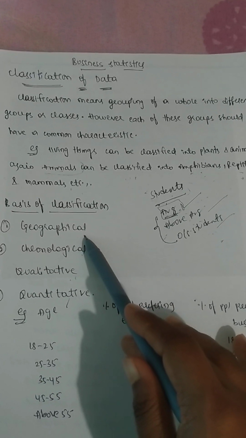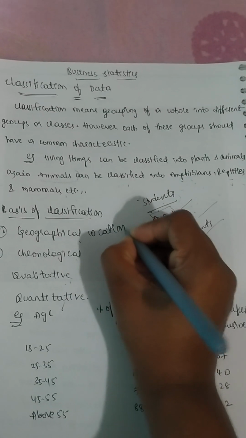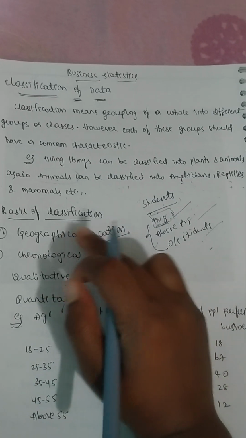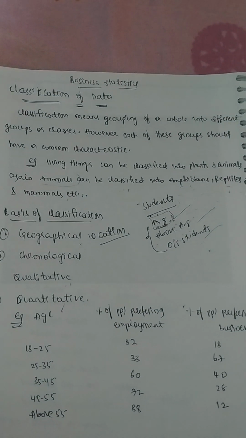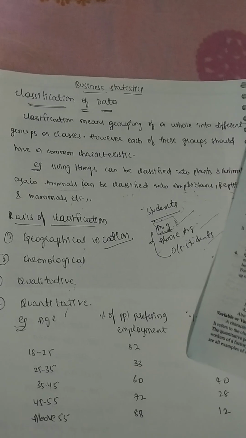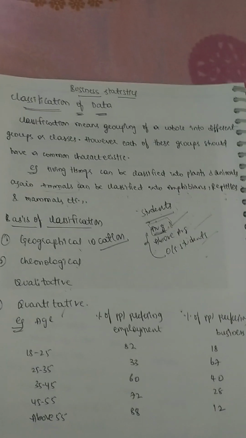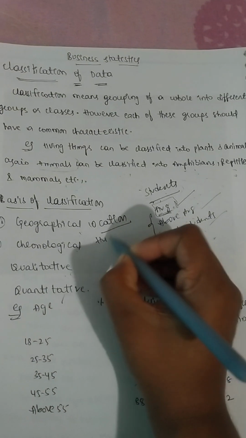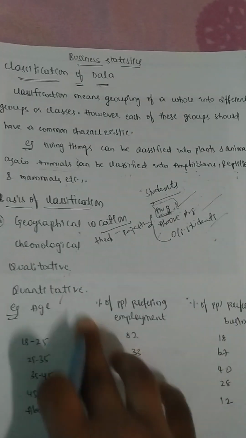Geographical classification means, geographical means location. Based on the location we are going to classify the data. I'll give the best example, where we highlight the location differences. For example, if we are having Hyderabad and, for example, Rajasthan, okay, Hyderabad and Rajasthan.